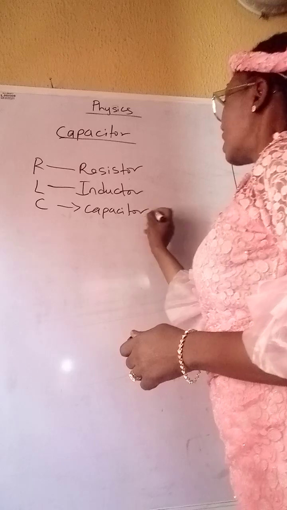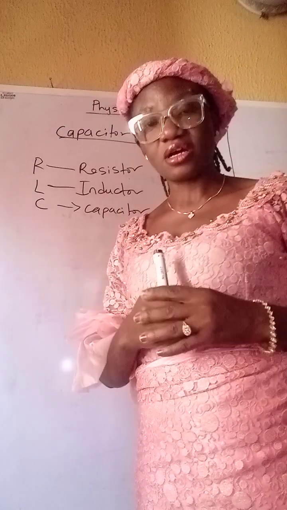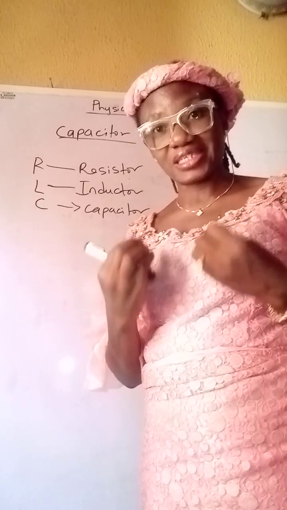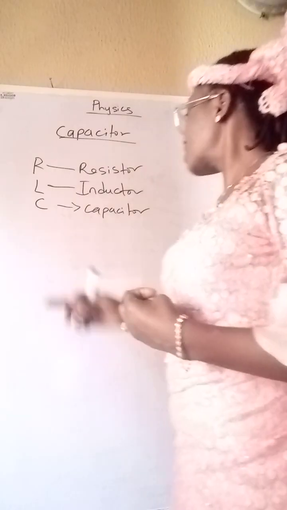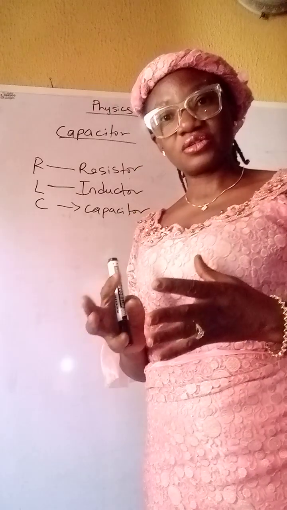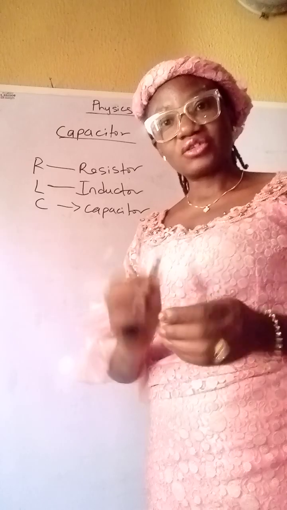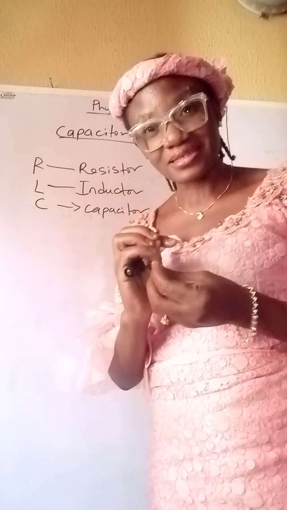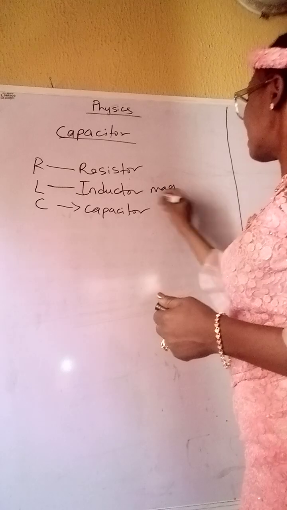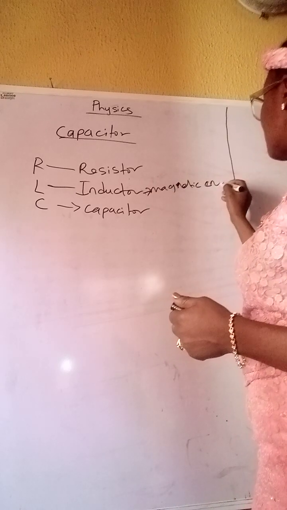Now, of course, you know that a resistor is any device that opposes the flow of current, and it also produces heat energy. Then the second one is the inductor. The inductor is any device that, when electric current is passed through it, stores magnetic energy. It mainly stores magnetic energy.